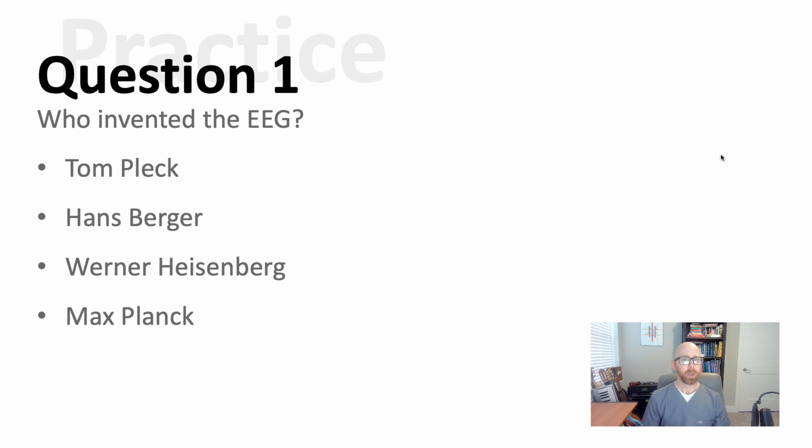First question, who invented the EEG? Was it Tom Pleck, Hans Berger, Werner Heisenberg, or Max Planck? Think about it. If you answered Hans Berger, then you are correct. Hans Berger, as mentioned before, is the controversial father of EEG, who developed initially a 2-channel EEG and actually discovered what's called the alpha rhythm. We'll talk about that more in the next couple lectures.